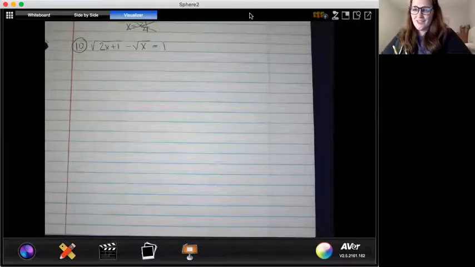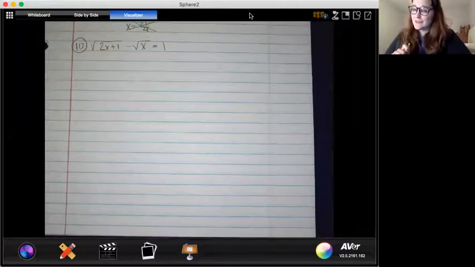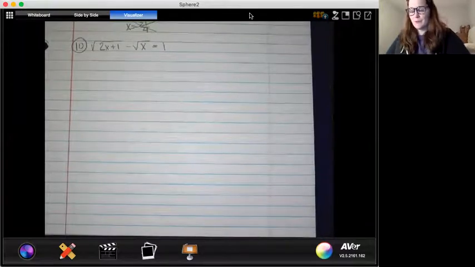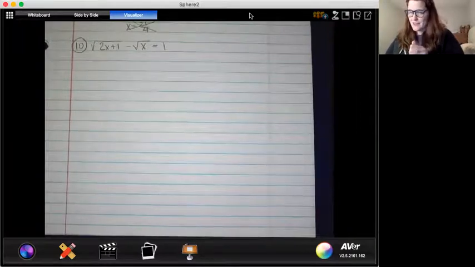Okay, let's go ahead and start number 10. So number 10 is going to step it up a little bit. We now have two radicals. Now this type of example has come up before with two radicals, but it's going to turn out a little differently than we did before. And I believe that was number 6. But it's not going to end the same way, okay?